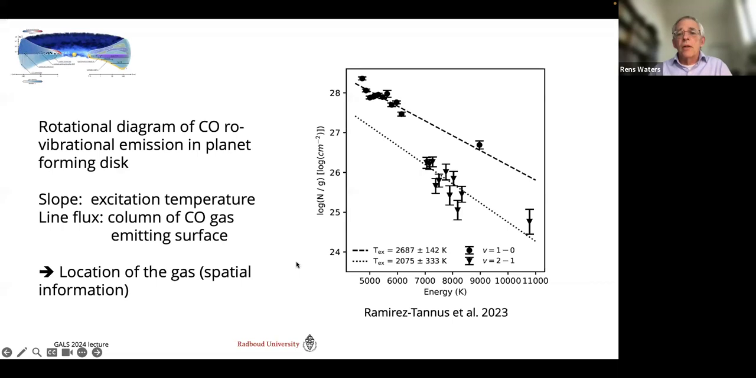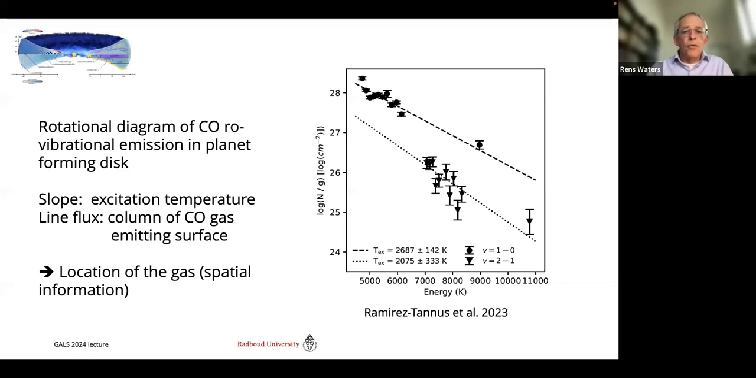And in this case, these temperatures are very high. There might actually be some non-local thermodynamic equilibrium effects in this, so you have to be careful to explain these temperatures in terms of kinetic temperatures, but we still think that this CO gas must be very close to the central star, and so we know that we can place this CO emission in this innermost region at distances of less than 1 astronomical unit.